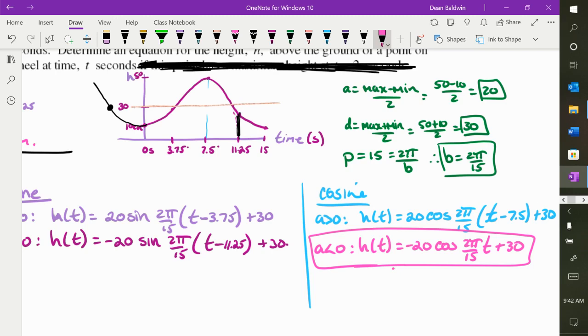Where did you get this 7.5? I'm looking for the max. When you're doing an A value that's positive, because the cosine graph starts at a max. So I'm just closing this max real quick. All right. Are we good?